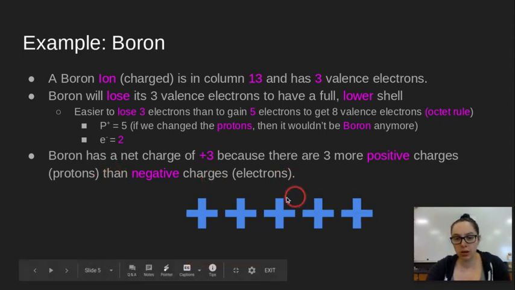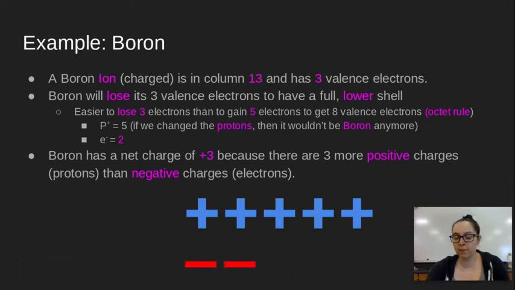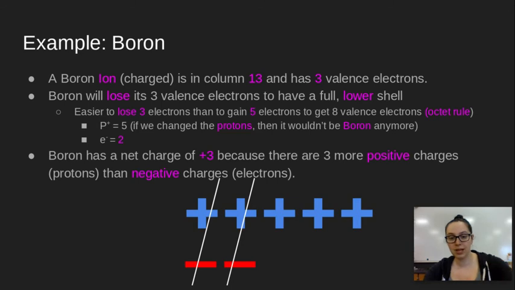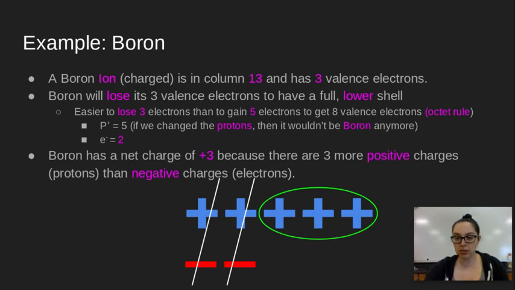So let's look down here. My protons are my pluses. My electrons are my minuses, which should show up right there. So for every plus that we have and for every minus that we have, they cancel each other out. So I have 2 protons and I have 2 electrons. Each of those cancel each other out. So what am I left with? I'm left with my 3 positive charges. So I have a plus 3 charge on my boron ion.